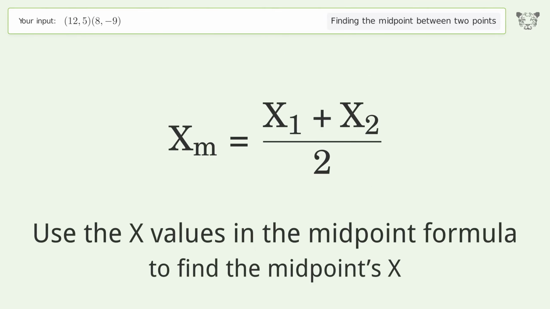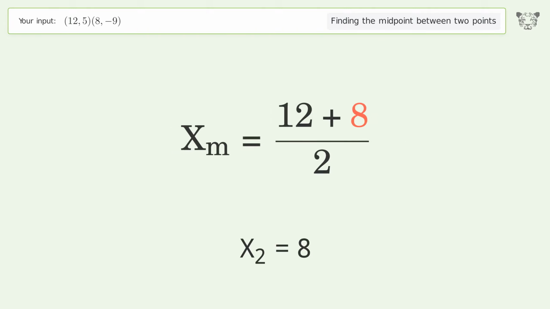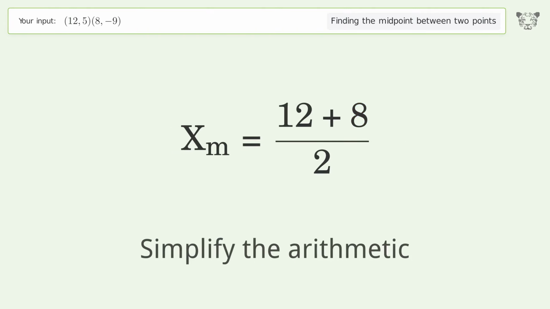Use the x values in the midpoint formula to find the midpoint's x. x1 equals 12. x2 equals 8. Simplify the arithmetic.